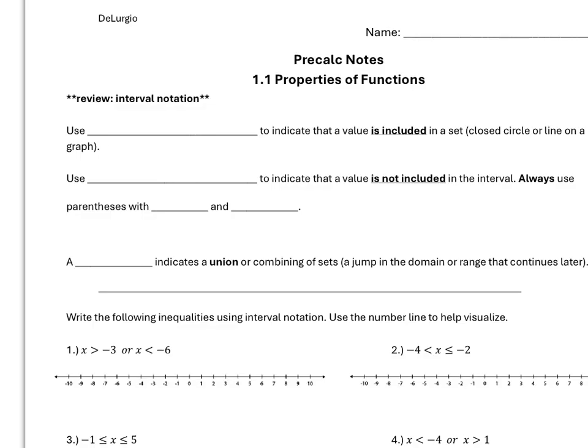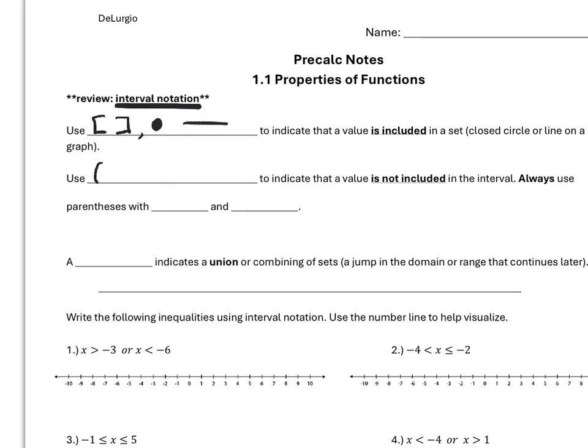So first, we are going to review interval notation. This is when we talk about domain and range, increasing and decreasing parts of a function, etc., using brackets, which also would be a closed circle, or just a line is also like a bracket, to indicate that a value is included in a set. So anytime you have a line or a closed circle, you indicate that with brackets in your interval notation.